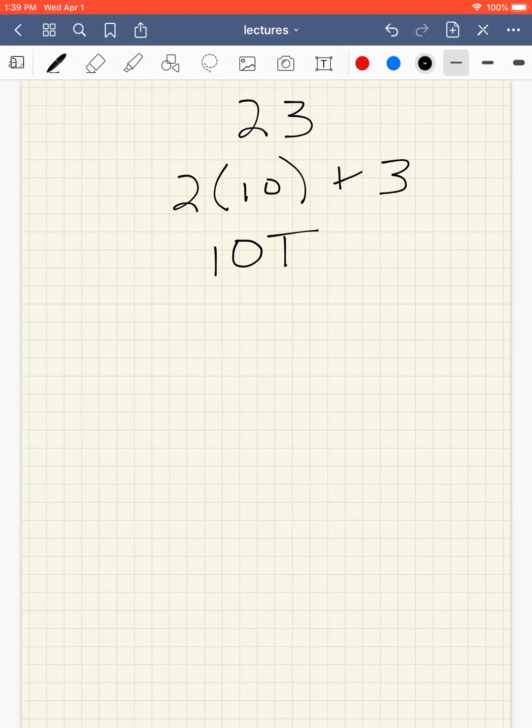Good morning, everybody. Today we're going to talk about two-digit counting numbers. And I want you to think about, let's say, a number like 23. If we write the expanded form of that number, it's 2 times 10 plus 3, correct? So then it's 10 times whatever the tens digit is plus the units digit. We're going to refer to that as the original number.